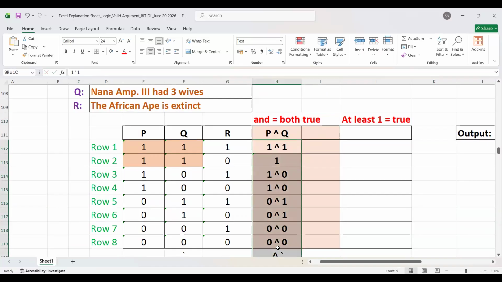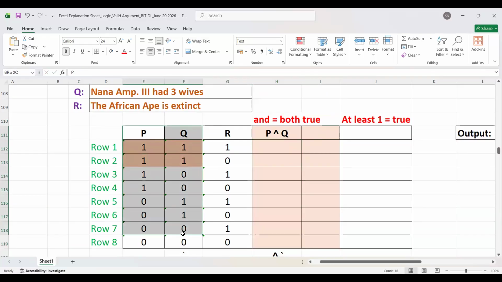No. Row 2 is not part. So look at it, this P, look at PQ. Where do we have both of them being true? Row 1 and row 2. So the rest will be false throughout.